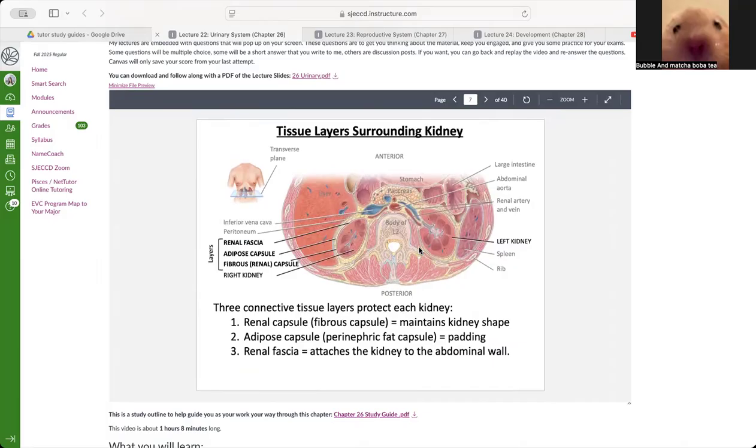The renal capsule is the exterior layer of the kidney. It maintains the kidney's shape and it is a fibrous capsule. We have the adipose capsule, which is adipose tissue that provides padding to protect and cushion the kidneys. And we have the renal fascia, which is dense irregular connective tissue that holds the kidney in place in the abdominal wall. One in four people have nephroptosis, where the kidney falls out of position on the posterior abdominal wall because the renal fascia weakened and the kidney drops in the abdominal cavity. This can kink the ureters, the tubes that carry urine out of it, blocking urine flow and possibly rupturing the ureter.